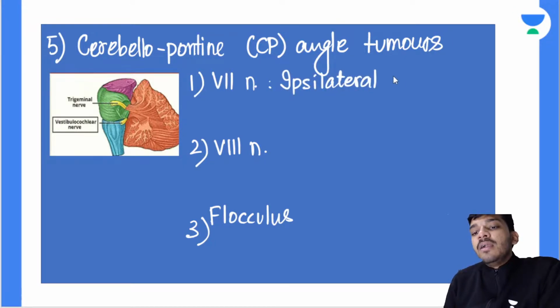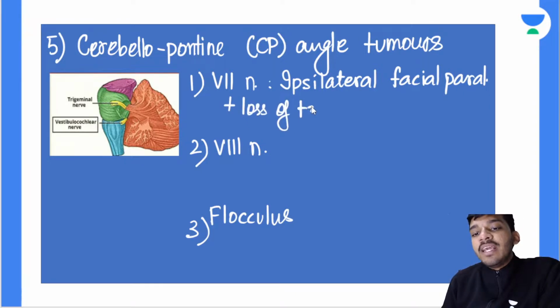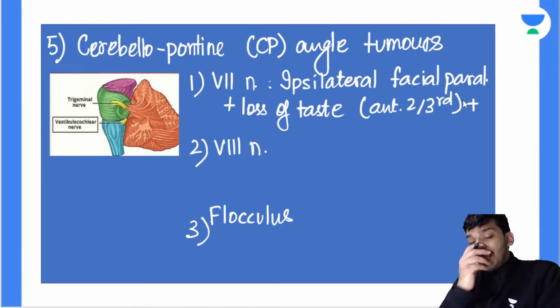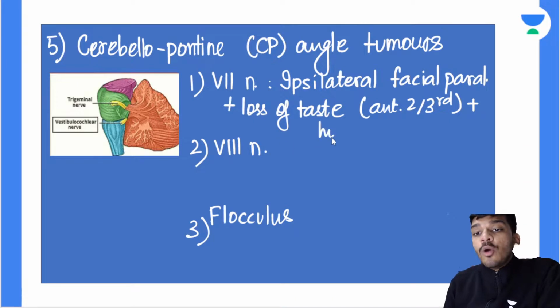Besides that, the facial nerve also carries some other fibers. If you remember, it carries taste sensation from the anterior two-third of the tongue. So there is loss of taste from the anterior two-third of the tongue. Apart from that, it also supplies the stapedius muscle, so there is going to be hyperacusis because there is damage to the stapedius muscle.